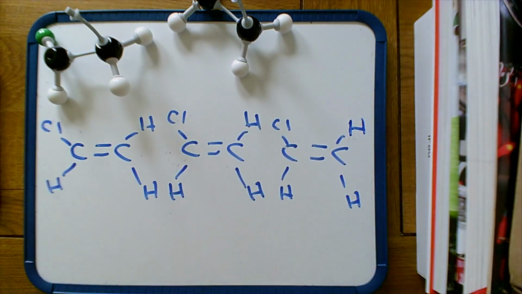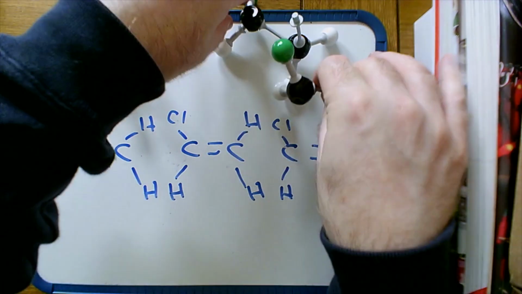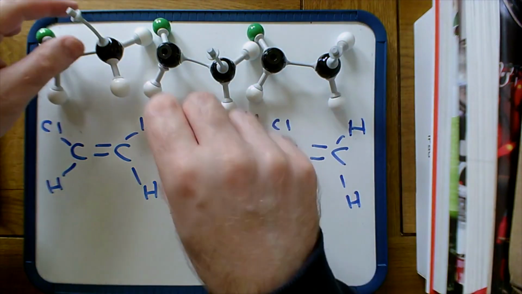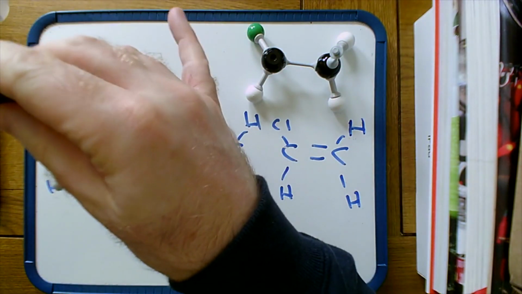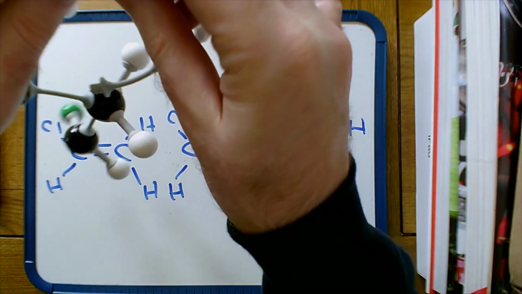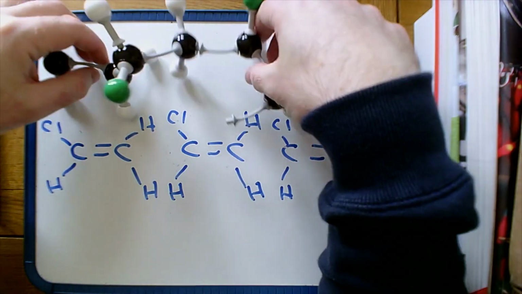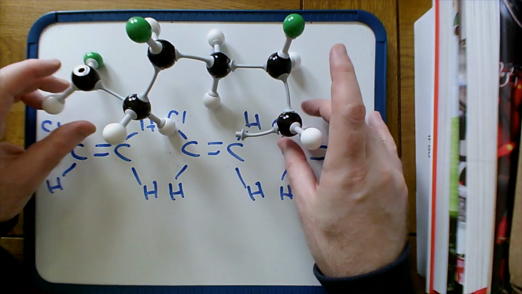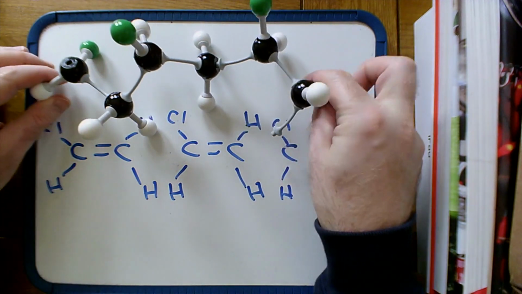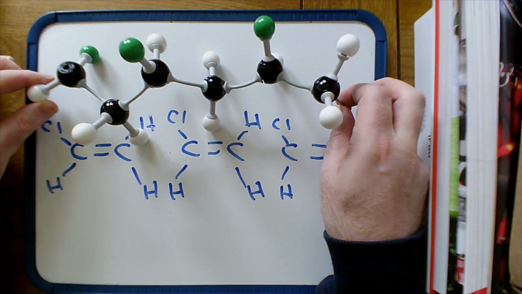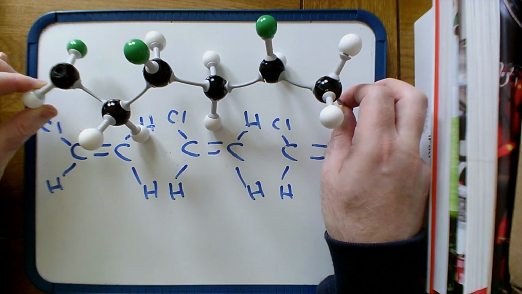And to join them together, I'm going to have to break the double bonds. And when I break the double bond, I then have all single bonds, and I can use the spare bond that I generate to link the alkene molecules together. Now the result of this is that I have a longer saturated hydrocarbon chain. Now saturated means that it contains all single bonds.